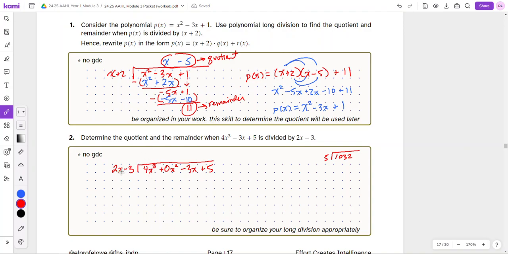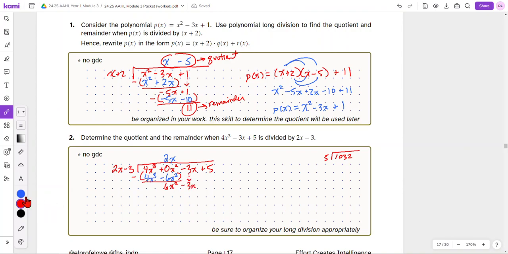So 2x times what gets me 4x cubed? That's going to be 2x times 2x. So 2x times 2x, that's 4x cubed. 2x times negative 3, that's negative 6x squared. Let me go ahead and subtract. And if I do that subtraction, that should give me a positive 6x squared there, because 0 minus negative 6x squared. All right, let's go ahead and bring down that negative 3x.